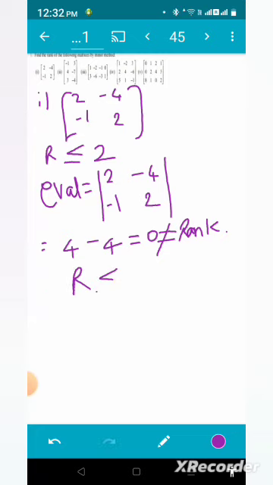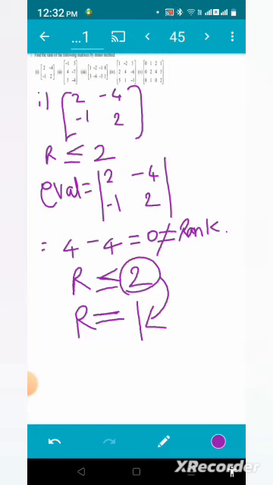So the rank is less than or equal to 2, and the rank is equal to 1, because less than 2 is 1. So the rank is 1 for this matrix, because the evaluated value is 0. So 0 is not a rank value. We get R less than or equal to 2 from the 2 by 2 matrix, so less than 2 is 1. So 1 is the rank for this question.